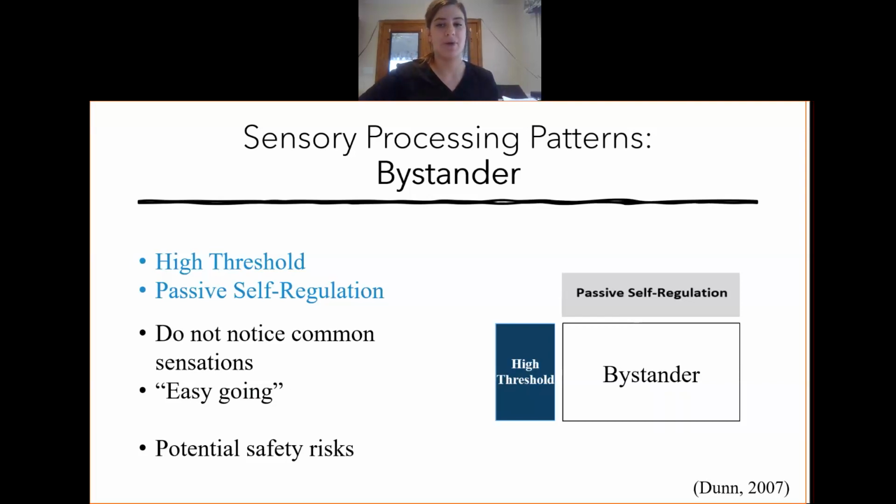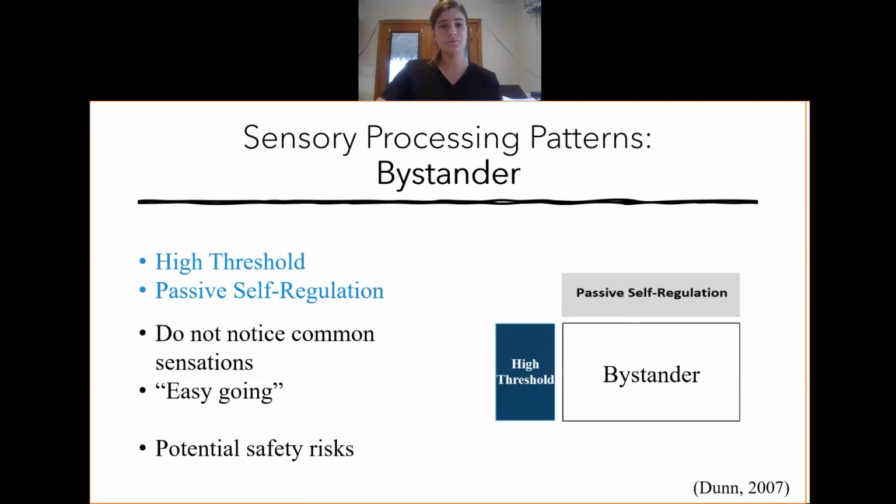Dr. Dunn explained a bystander by using one of her friends as an example. Her friend was a professor, and during the middle of the lecture, one of his students noticed that the professor was wearing two different types of shoes. One had a pointed toe, and one had a round toe. Typically, someone would be able to feel the difference between the shoes, but this professor had absolutely no idea. Because the professor had such a high threshold for tactile input, his body did not register the differences that the shoes caused.